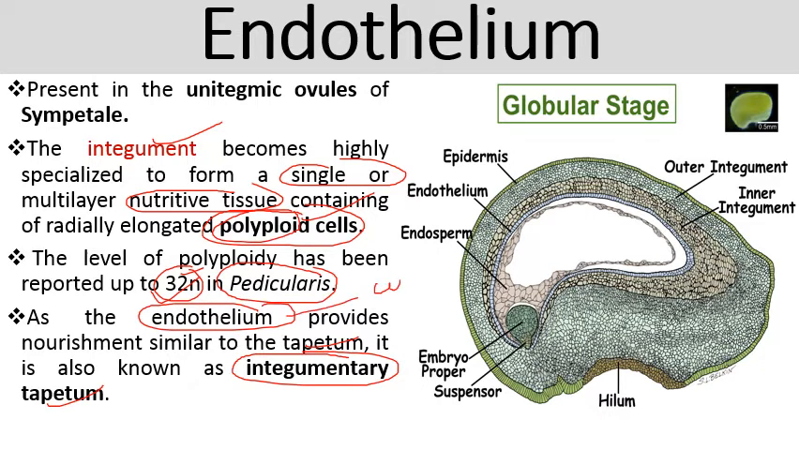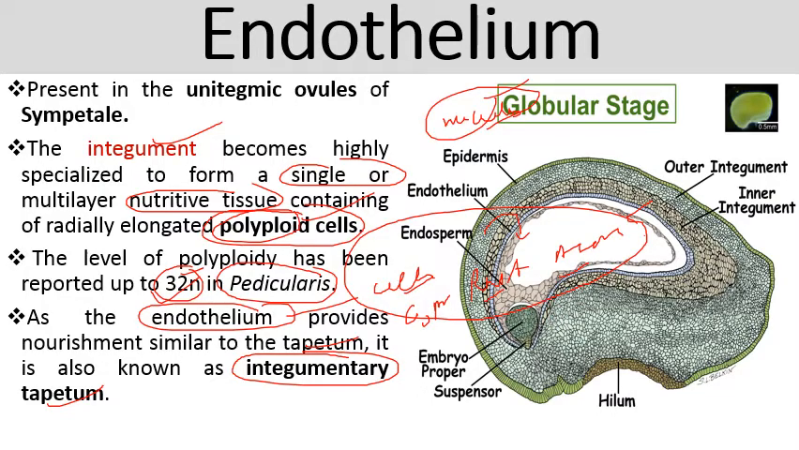In addition to this, जो endothelium के cells हैं, these cells are rich in carbohydrate, proteins, RNA, और इसके अलावा इसमें present होता है ascorbic acid. तो ये सारी चीज़ें इसमें present होती हैं जो endothelium के cells हैं. So that's why they provide nourishment and they act as the tapetum, और इसीलिए इन्हें integumentary tapetum भी कहा जाता है. So this endothelium is present in those ovules जिनमें nucellus is short lived, जिनमें nucellus early stages में ही disintegrate होता है.